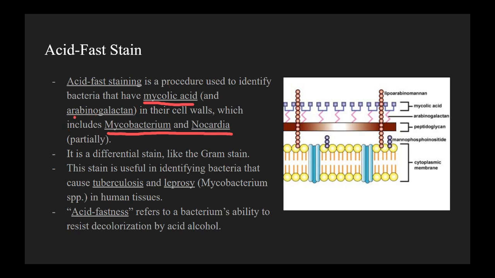It also has, you may not need to know this, but I'm including it just in case, arabinogalactan. This is another sugar polymer that's also found in the cell walls here. You can see this diagram of the acid-fast bacteria cell structures on the right. Again, this is a differential stain, so we'll have the primary stain, mordant, decolorizer, then the counterstain.